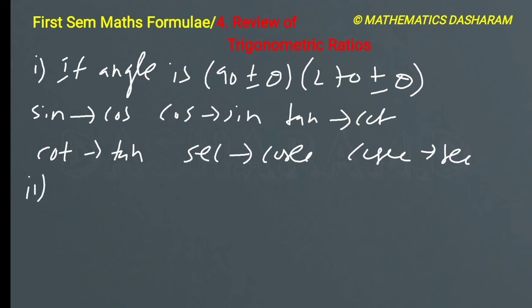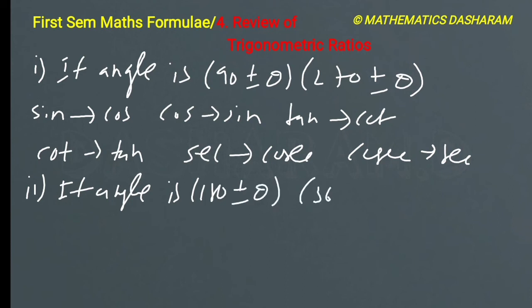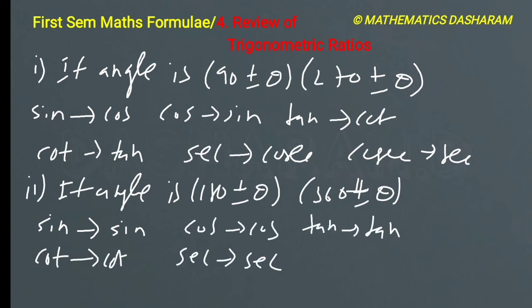The second one is, if the angle is 180 plus or minus theta and 360 plus or minus theta, then there is no change in the trigonometry ratio. That means sine will be sine as it is, cos as it is, and cosec is cosec as it is. So using these two rules we can understand how the trigonometry ratio will change. But what about the sign? Sine changed to cos, but is the cos positive or negative? Cos changed to sine, whether it is positive sine or negative sine.